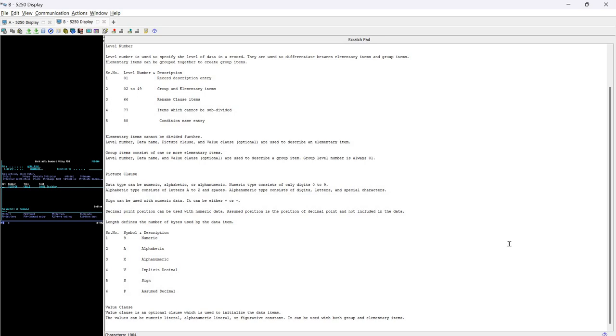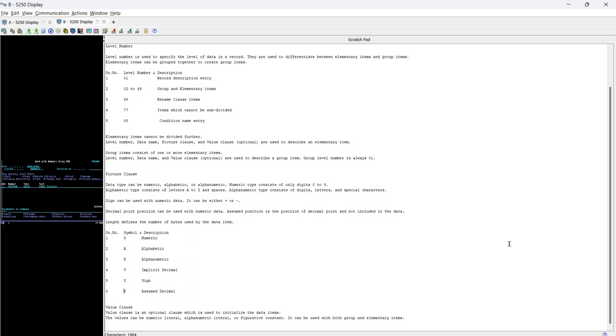Then we have value clause, which is an optional clause in both elementary item as well as group item. Value clause is an optional clause which is used to initialize the data item. As I told you, if you know about RPG, there we use the INZ keyword. In the same manner, value clause is used to initialize the value of the data item.